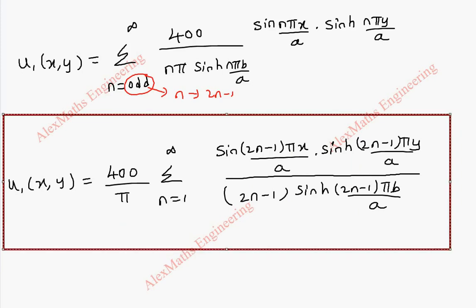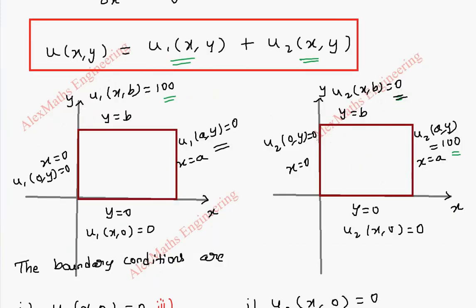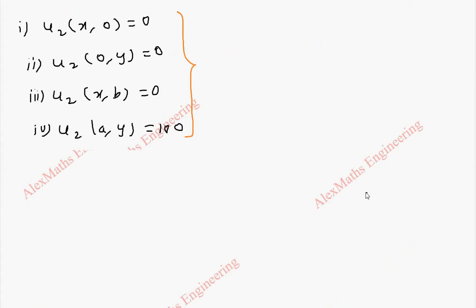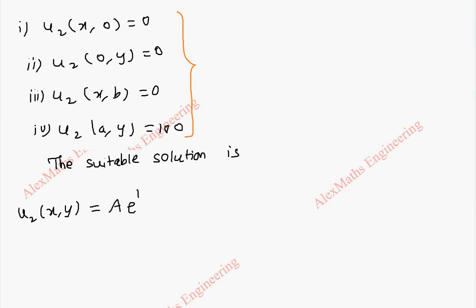In the same way, we are going to proceed with the second part of the solution, that is u2 of x comma y, using these boundary conditions. I copied the boundary conditions of u2. Now we are going to write the suitable solution for this boundary condition. So u2 of x comma y becomes (a e^(px) plus b e^(-px)) into (c cos py plus d sin py).